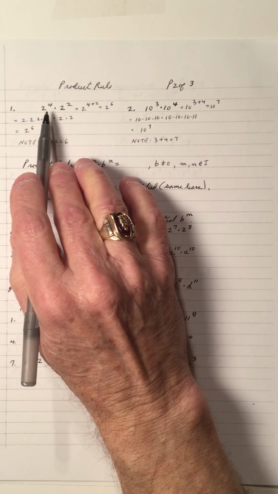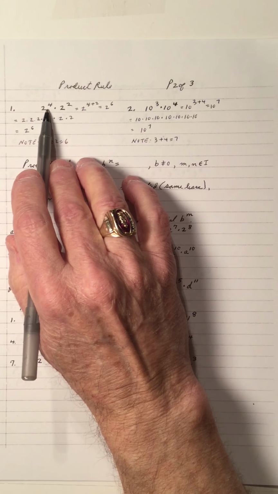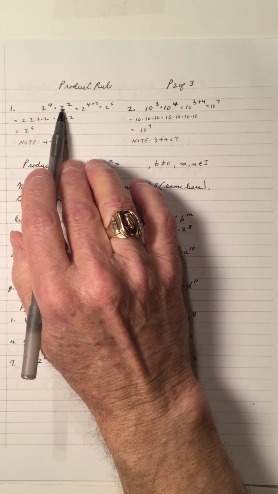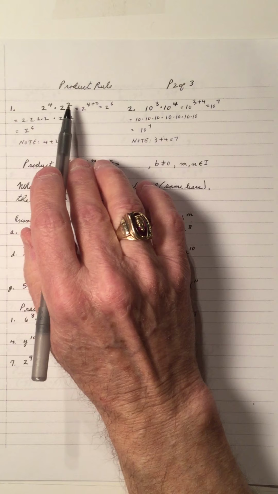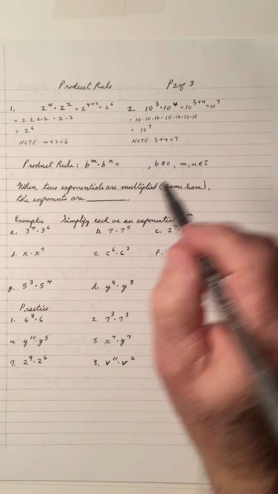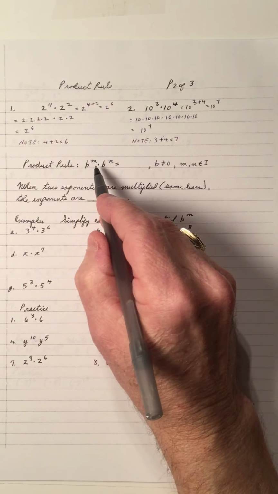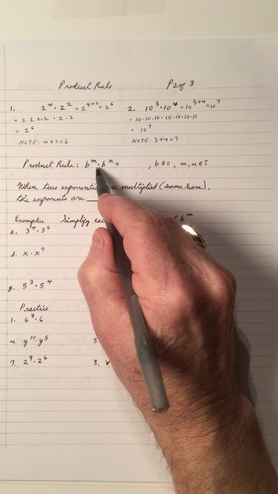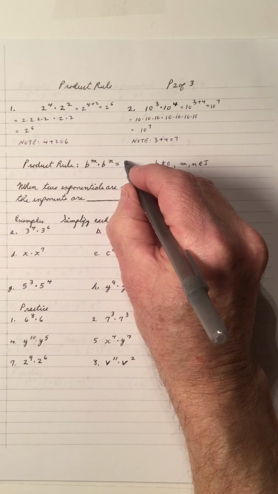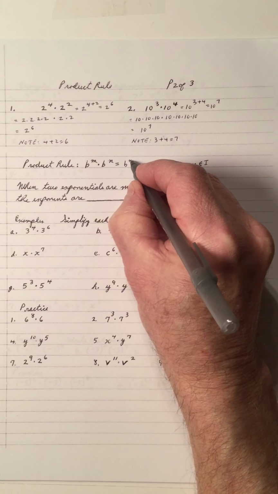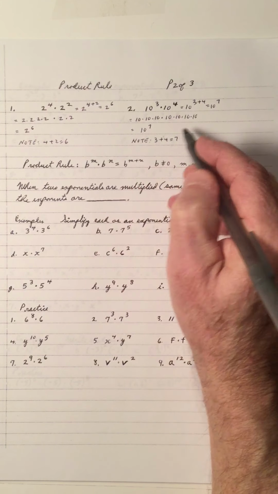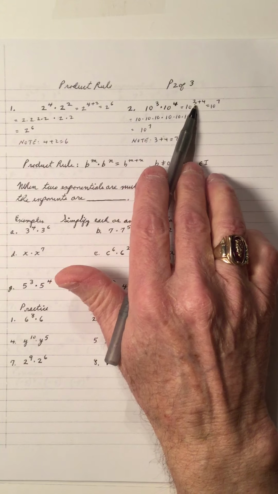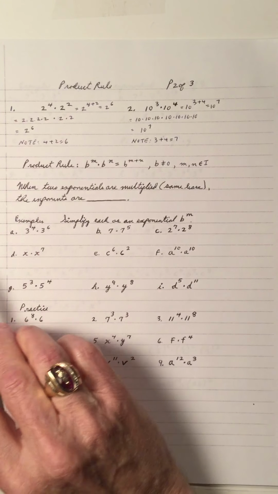So note, you keep the base. There are 4 2's, 2 2's, so there's 6 2's. So the base has to be written down again. So the product rule is b to the m times b to the n. The base is b, so it's b to the m plus n. These two exponents are added together as we illustrated up here and here.